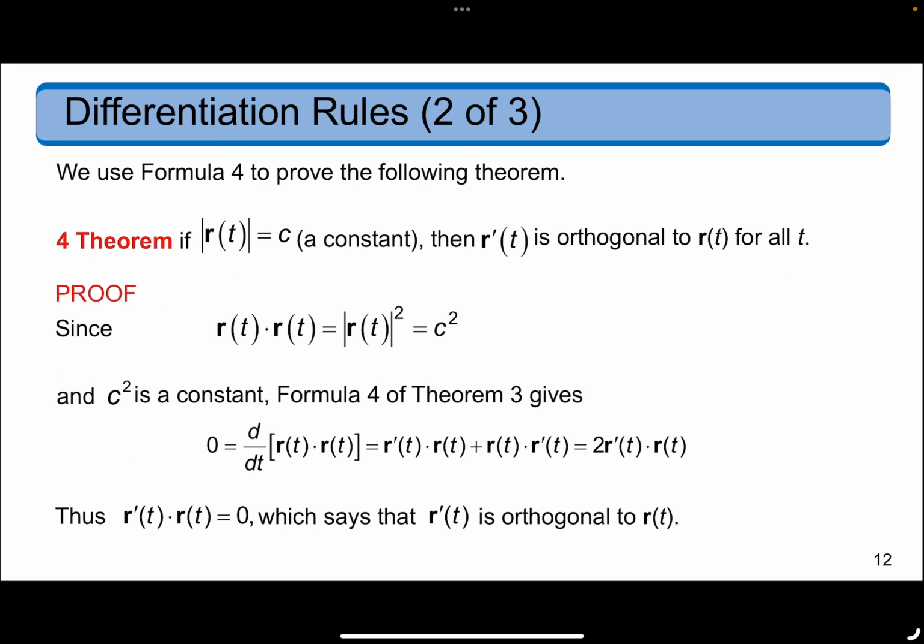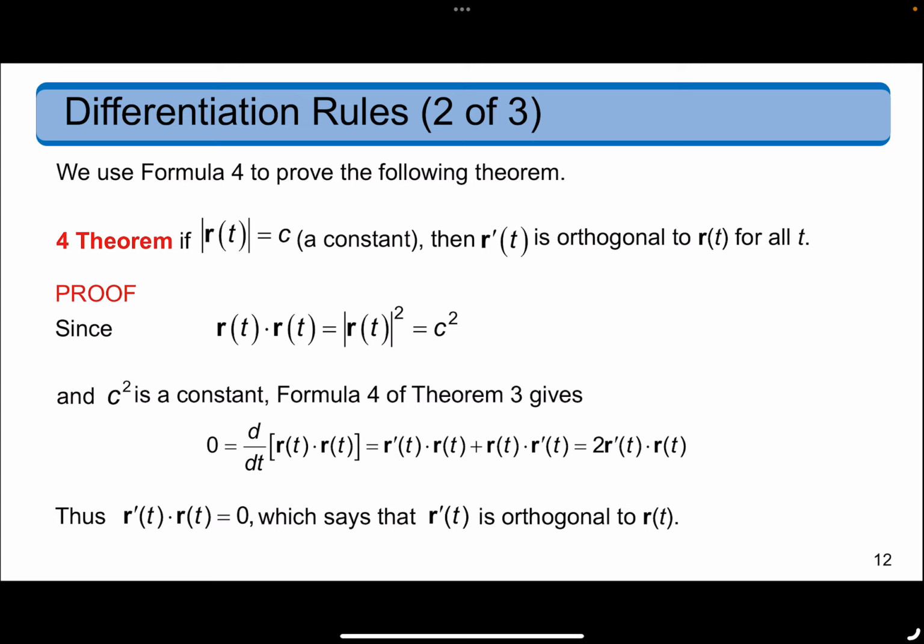So we use formula 4 to prove the following theorem. If the magnitude of r of t is equal to a constant, then r prime of t is orthogonal to r of t for all t's. The proof is, since r of t dotted to r of t is equal to the magnitude of r of t squared, which is equal to c squared, and c squared is constant.